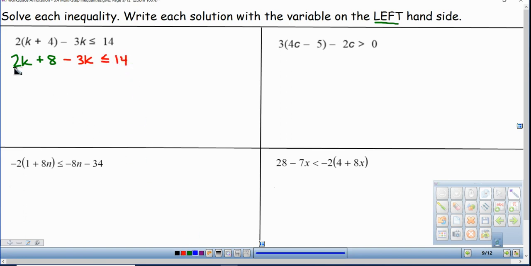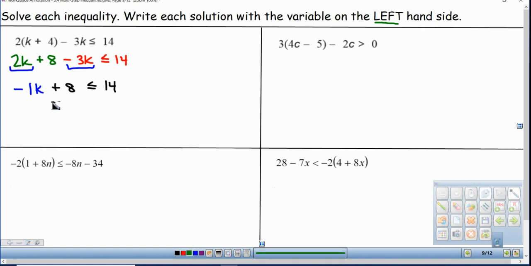Still look at the left side. You have like terms, 2k and -3k. We have a positive 2 and a -3. Once again, they don't go together. They work against each other because one's positive and one's negative. The negative wins out this time because 3 is more than 2. 3 is only 1 more than 2, so it's a -1k. And sometimes that helps, that description. Plus 8, because that's still there, and then less than or equal to 14.